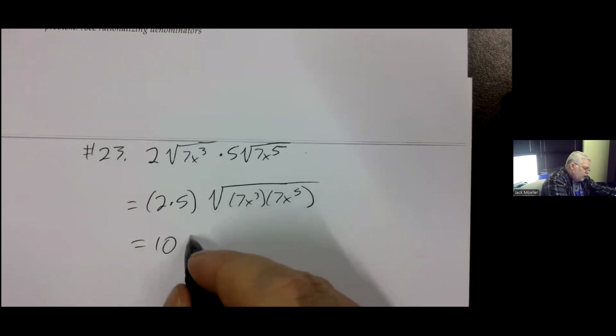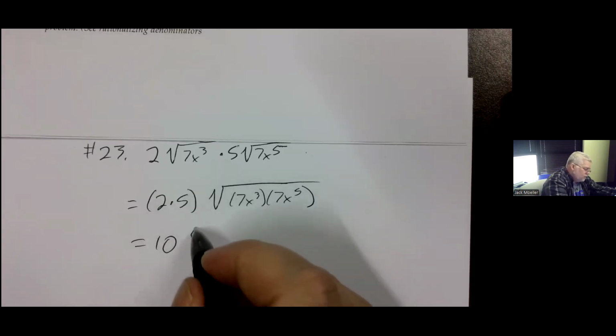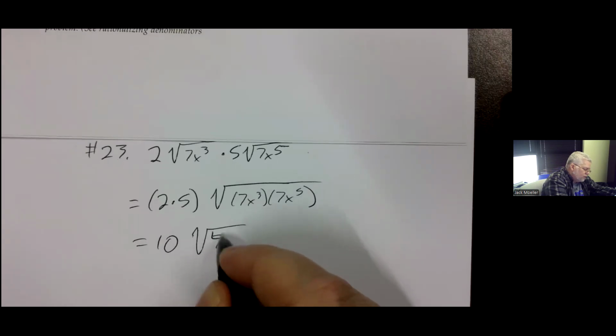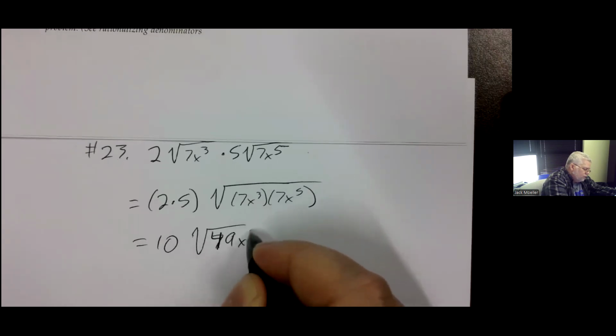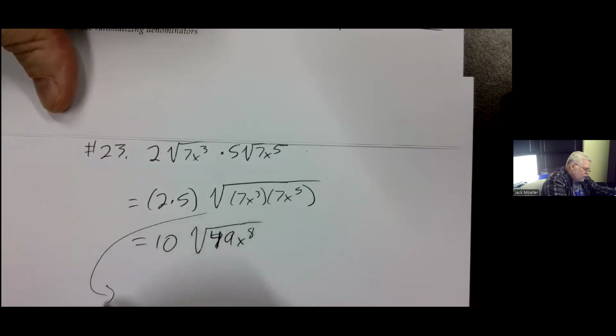Now here's a recommendation. Yes, you could multiply that and get 49x to the 8th. But aren't you going to have to try to simplify this? So instead of doing this, let's skip down and go straight to the grouping method.